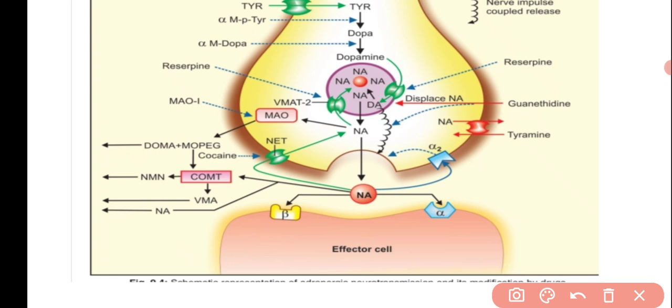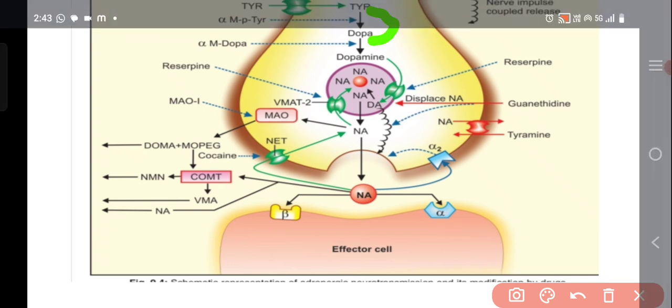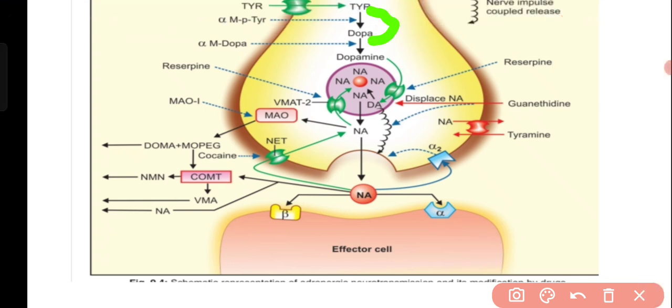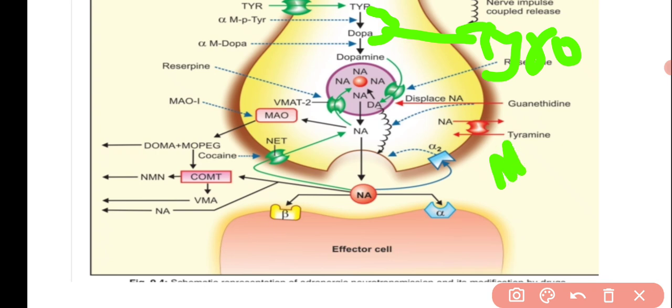In norepinephrine synthesis, the conversion of tyrosine into dopa is the rate limiting step, which is mediated through tyrosine hydroxylase. Some drugs act by inhibiting tyrosine hydroxylase, which inhibits the synthesis and availability of norepinephrine. This can be mediated through metyrosine. Metyrosine is the drug that interferes with the synthesis.